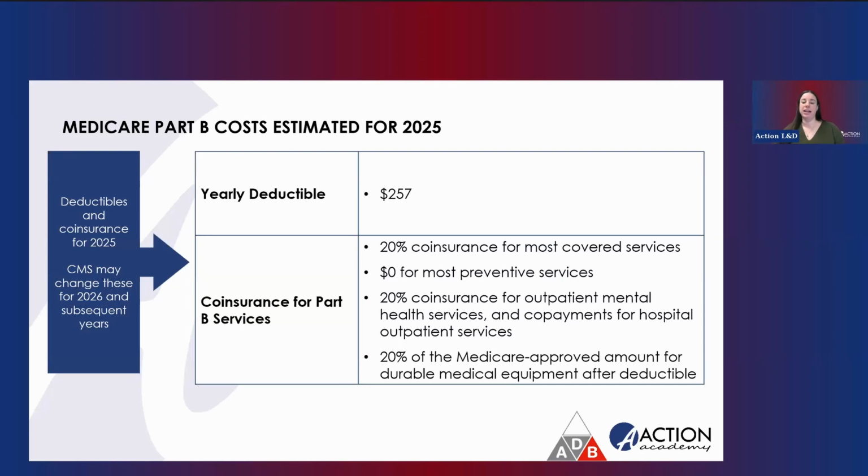But keep in mind that if they don't accept assignment, that means they can charge up to 15% above the approved amount, which is called a limiting charge. And you might have to pay that entire amount up front, depending on how the provider wants to bill you. So I always just say be safe and tell your clients to make sure they have a doctor that accepts Medicare assignment. That way you don't have to worry about any of that.